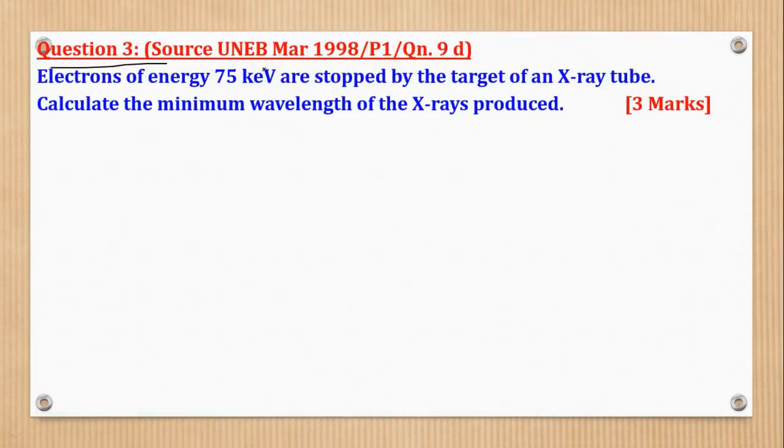So question 3 came from UNEB, March 1998, paper 1, question 9D, and it says, electrons of energy 75 kilo electron volt are stopped by the target of an X-ray tube. Calculate the minimum wavelength of the X-rays produced. Here they want wavelength, so we shall use the formula hc/λ = eV_AK.